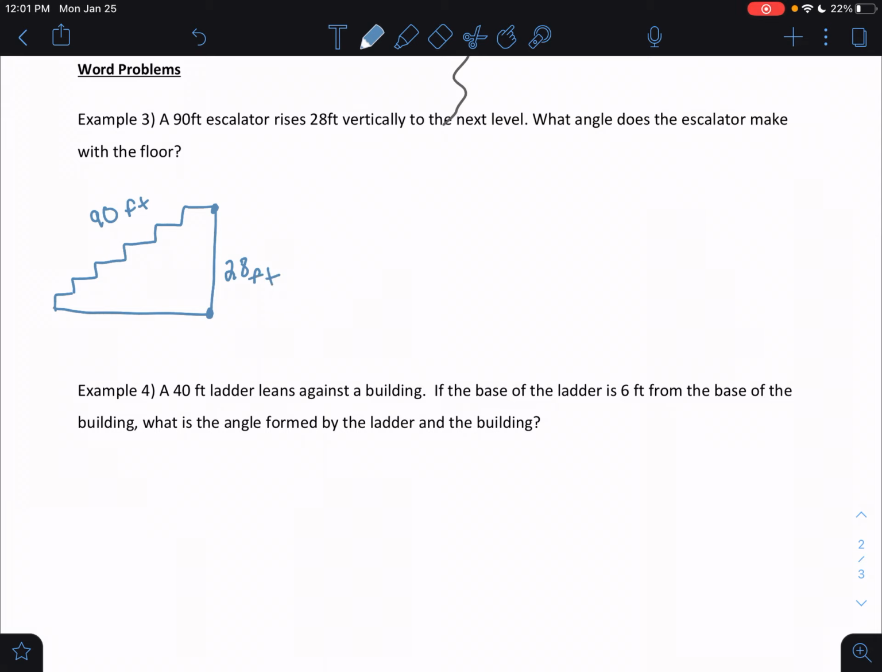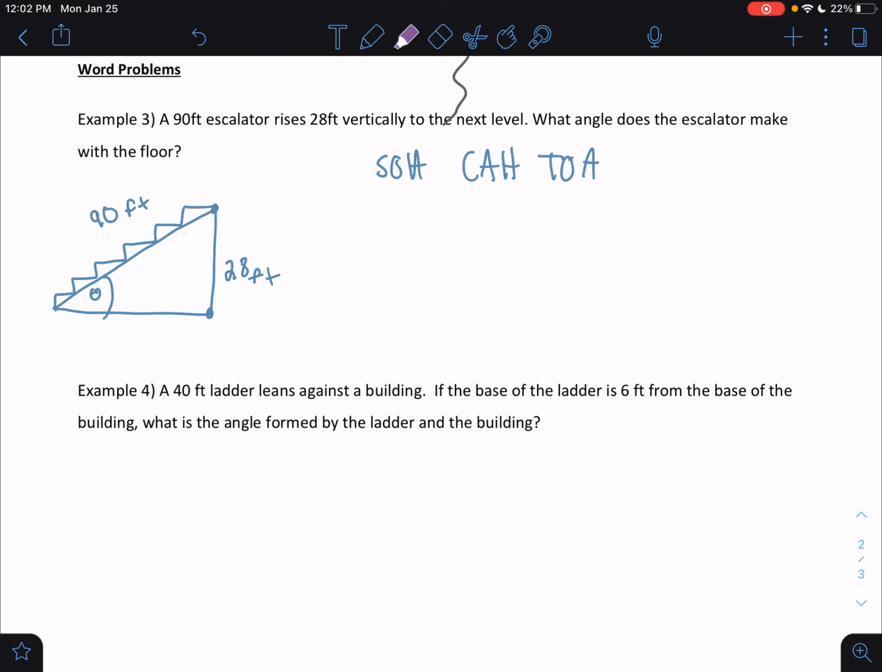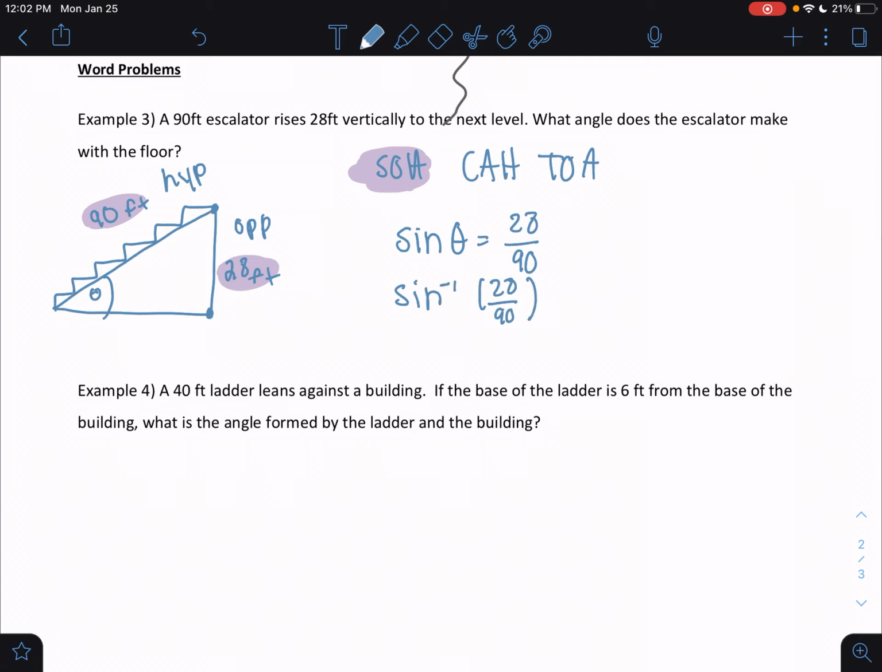What angle does the escalator make with the floor? So here's our escalator and there's our floor. So we are looking at this angle. That will be our theta. Write out our SOHCAHTOA. If you don't need to write this out every time, you don't have to, but I do because it helps you guys see what I'm doing. And so we have these two measurements, which are the hypotenuse and the one that is opposite. So which one uses hypotenuse and opposite? Sine. So the sine of theta equals 28 over 90. Well, we want to know the angle measure, so we're going to use the inverse sine. And we get that theta equals 18.1 degrees.